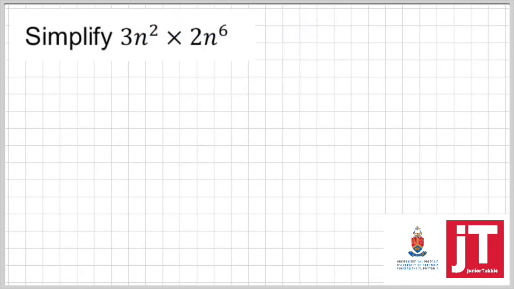We are now on the last problem contained in this video, which says simplify 3n to the power of 2 multiplied by 2n to the power of 6. Now, before we simplify this expression, let's take a closer look at 3n to the power of 2. By now, you should all know that n is called the base, and we know that it is called the base because it is underneath the exponent, which is 2.